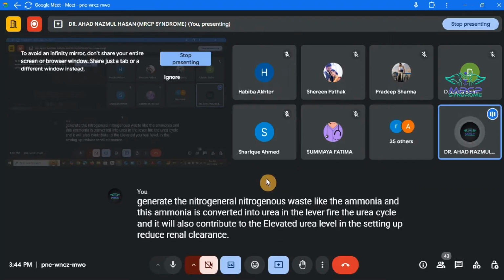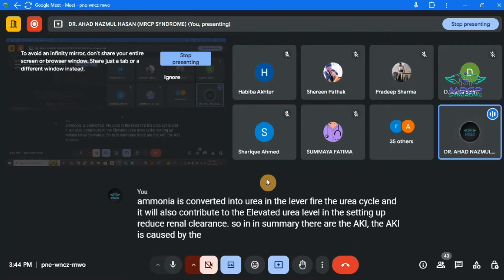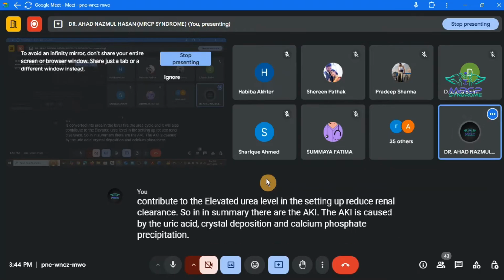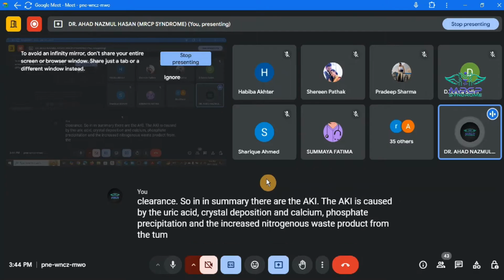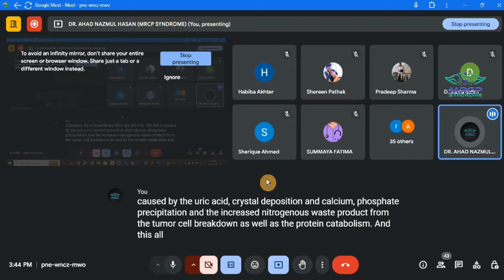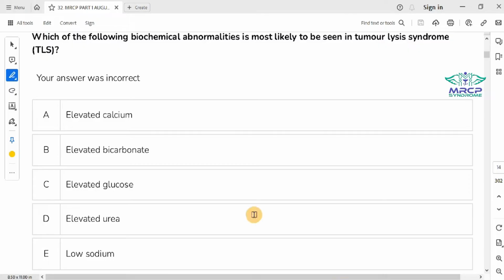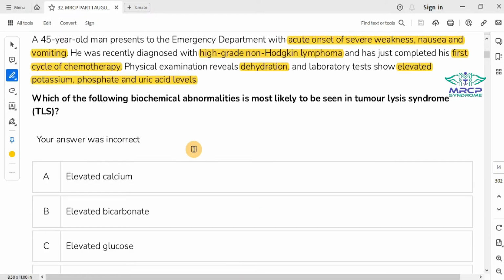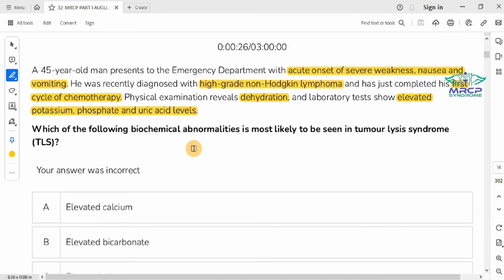So in summary, the AKI is caused by the uric acid crystal deposition and calcium phosphate precipitation, and the increased nitrogenous waste product from the tumor cell breakdown as well as the protein catabolism. And this elevated urea is one of the markers of the renal dysfunction in case of tumor lysis syndrome, and it will also lead to the uremic symptoms like the nausea, vomiting, as well as the altered mental status.